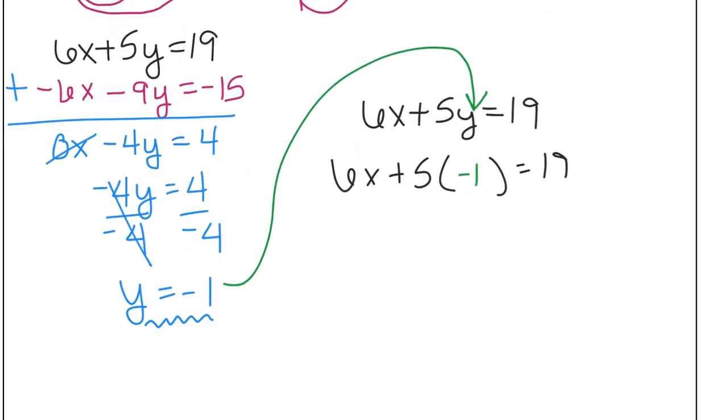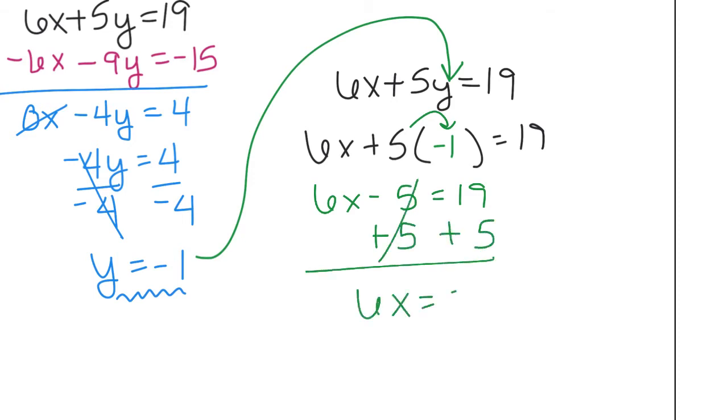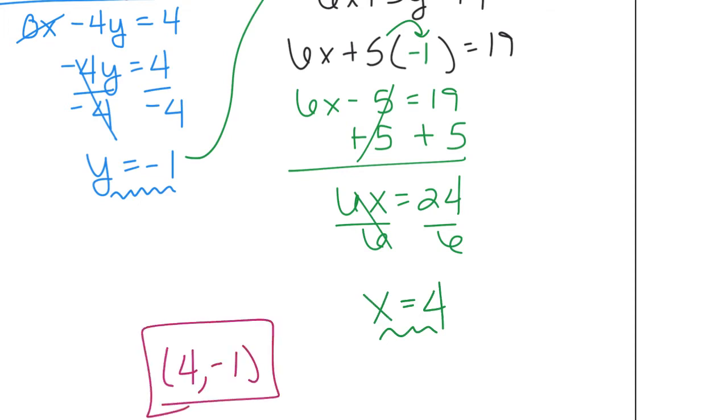And I'm going to solve for x. 5 times negative 1 makes negative 5 equals 19. Add 5 to both sides. 6x equals 24. And divide by 6. x is equal to 4. So my full solution is a coordinate point, the x value of 4, comma the y value of negative 1.